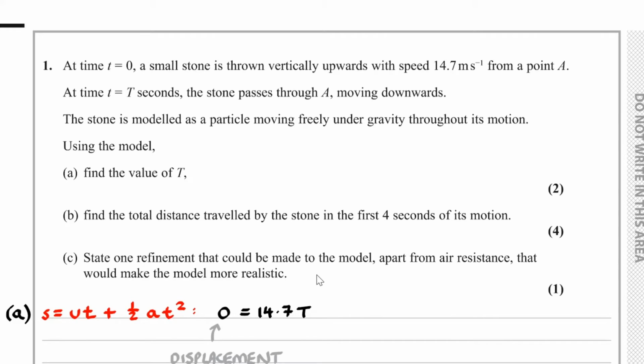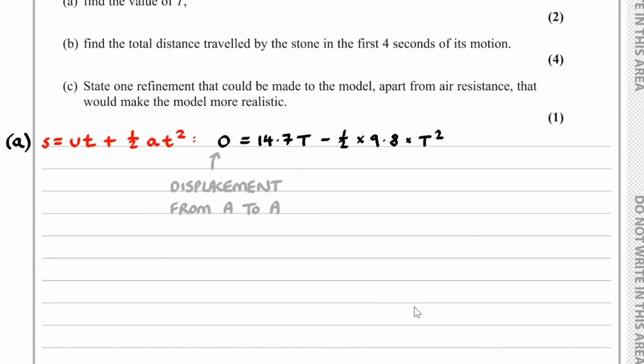If we take upwards as positive, when it falls down, of course that would be negative. So we subtract 1/2 times 9.8 times t squared. What we need to do is find out what t is. We have 0 equals 14.7t minus 4.9t squared.